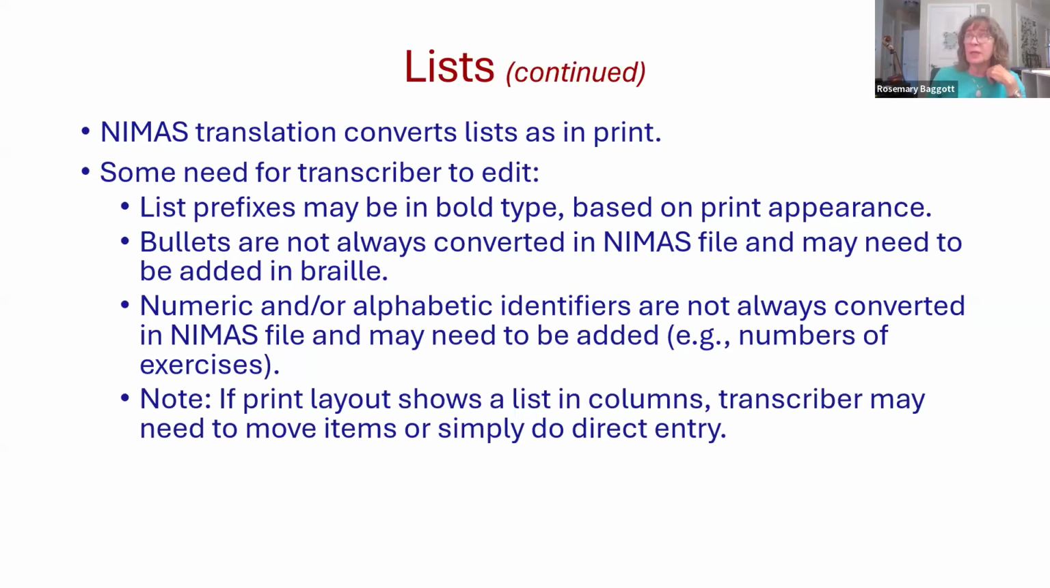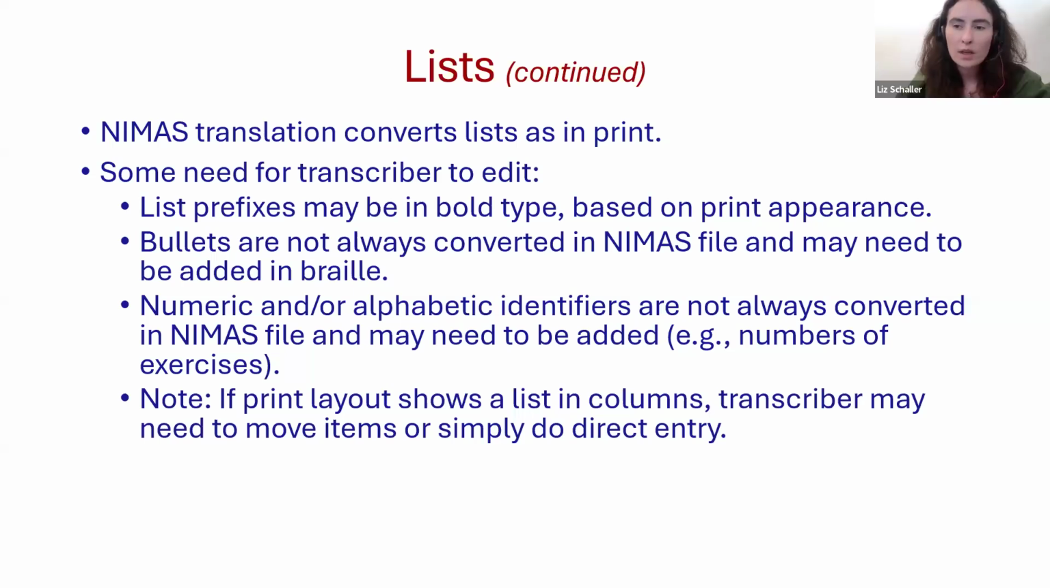List prefixes may be in bold type based on the print appearance, and they're probably not supposed to be in bold type in Braille, depending on where they are. Bullets are not always converted in the NIMAS file and may need to be added in Braille. Also, in some imports, I think it might be both a Braille 2000 and a Braille Blaster thing, sometimes the numeric or alphabetic identifiers are not always there. And I think we've talked about this, it has to do with a tagging thing in the NIMAS file. So we just have to look for those things and edit if necessary.